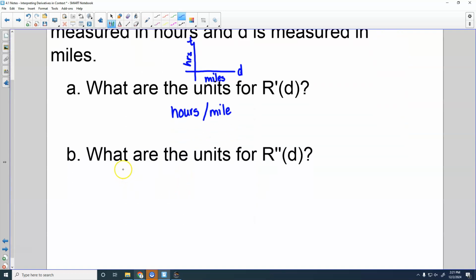right? So what would the units for r double prime be? Hours per mile. Or you could do hours per mile squared. Be careful with that, though, because I see so many kids put the square in the wrong spot. Does that make sense? You gotta be careful. I like to draw myself the X and Y axis and label those things so that I can keep it straight for that.